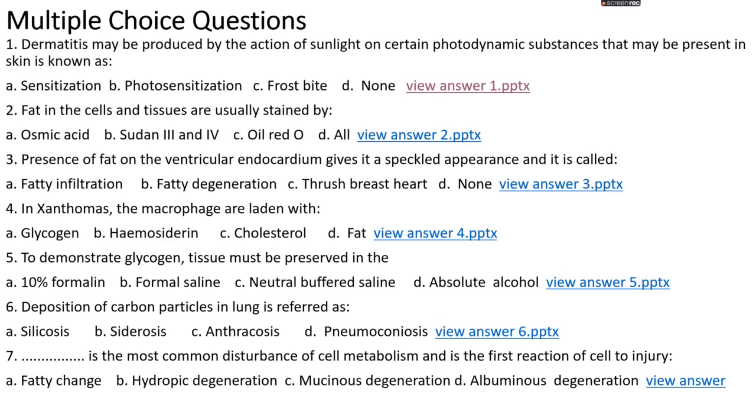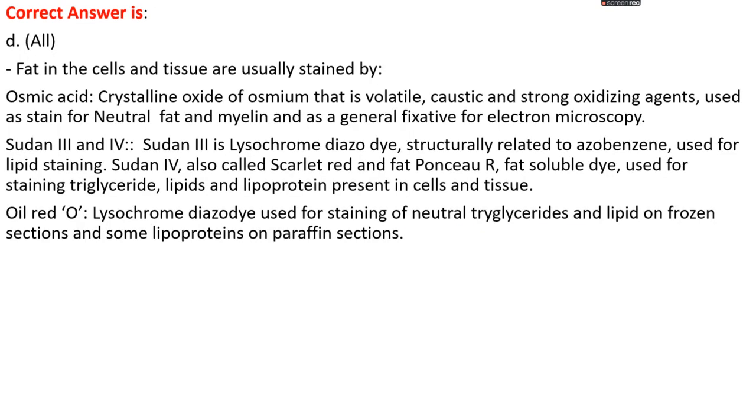Okay. Question number two. Fat in the cells and tissue is usually stained by: option A, osmic acid; option B, Sudan III and IV; option C, oil red O; option D, all. The right answer is option D, that is all.